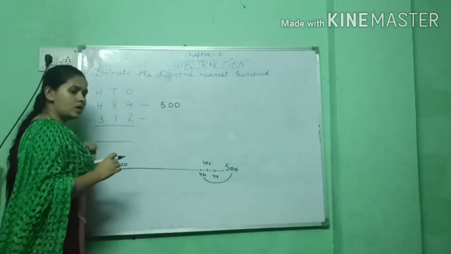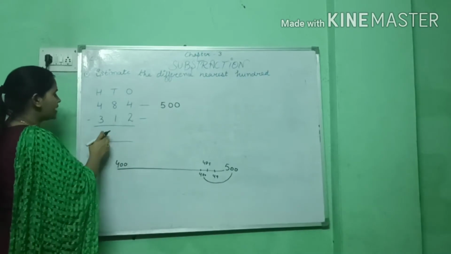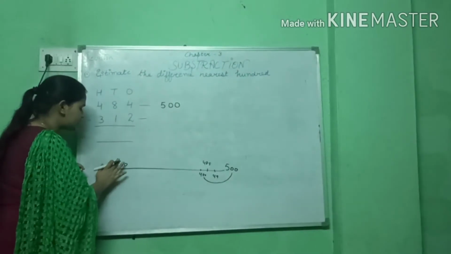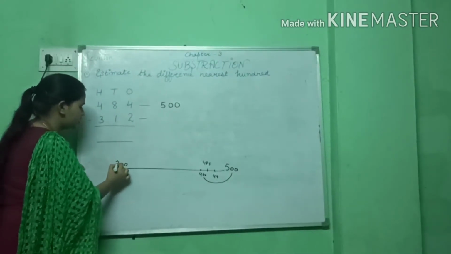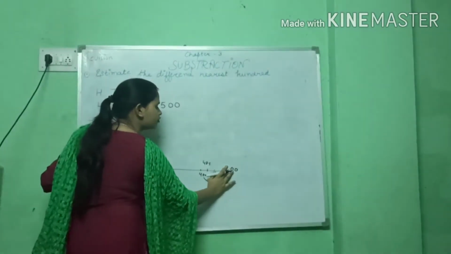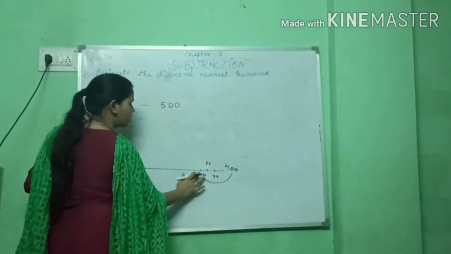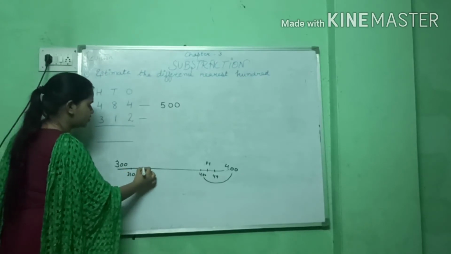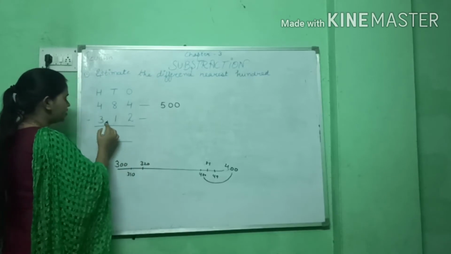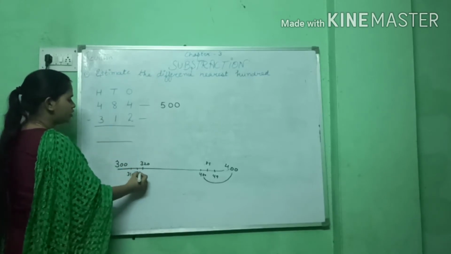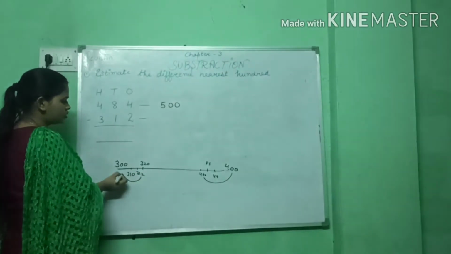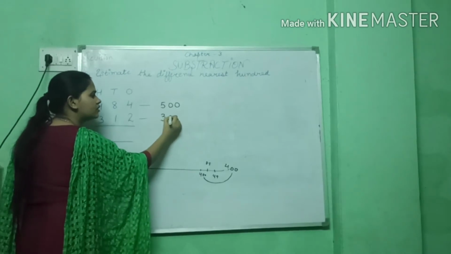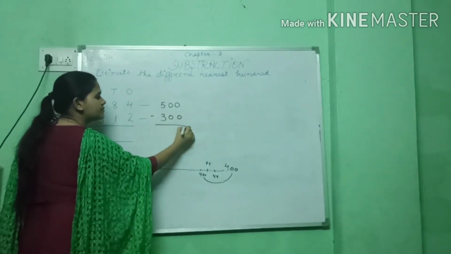Okay, now come to this point, students. As we have 312, the estimation is from 300 to 400, right? Now we have 312, which means there is 310 and 320. So 312 is between 310 and 320, which is nearest to 300, so we estimate 312 as 300. You can see I have estimated both.